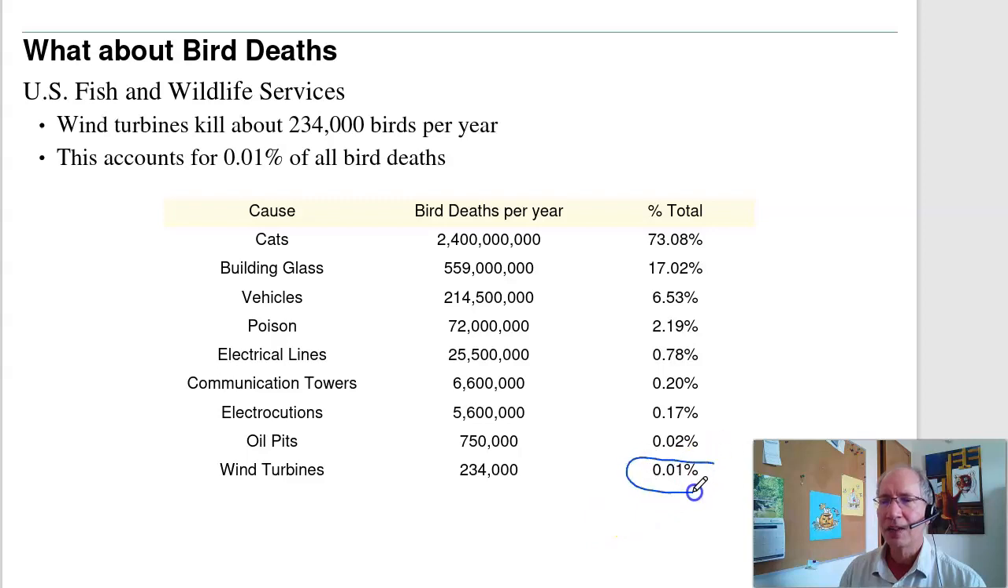This is not really a terribly significant number. It does happen. They do try to avoid bird deaths with wind turbines, but in terms of the bird population, this ain't the problem. It's our little furry friends.